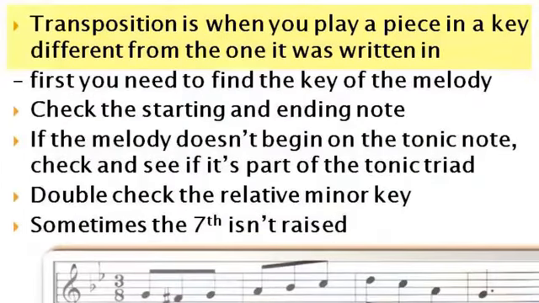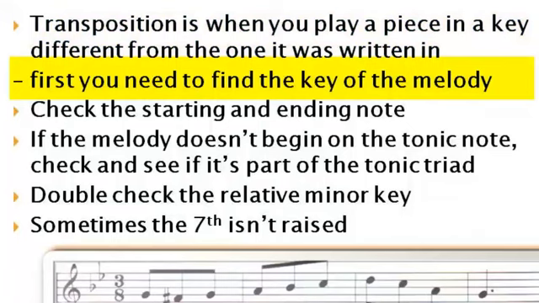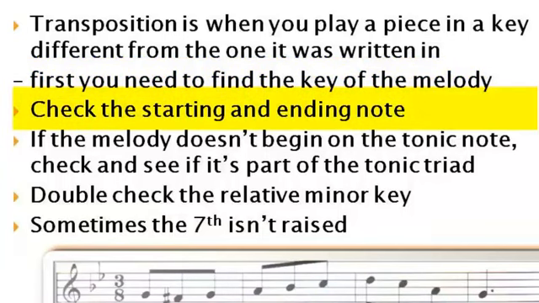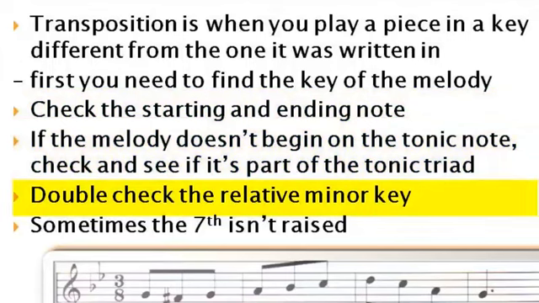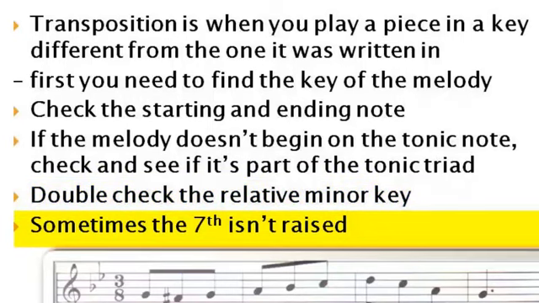Just to review, transposition means that you're going to play a piece in a key that's different from the one that it was written in. The first thing we need to do is find the key of the melody. And in order to find that, we'll check the starting and the ending note. Then if the melody doesn't begin on the tonic, we'll see if it's part of the tonic triad. Make sure that it's not the relative minor, and keep in mind that sometimes the seventh isn't raised in the minor key.